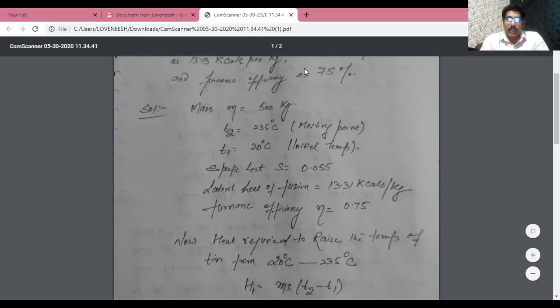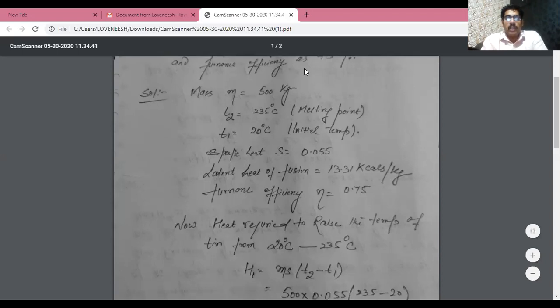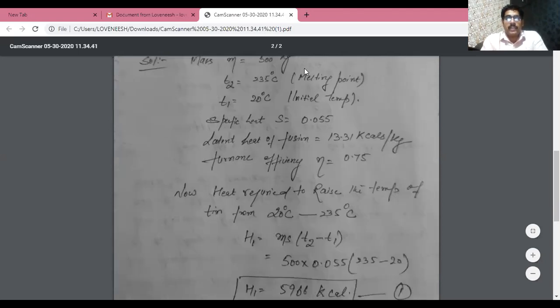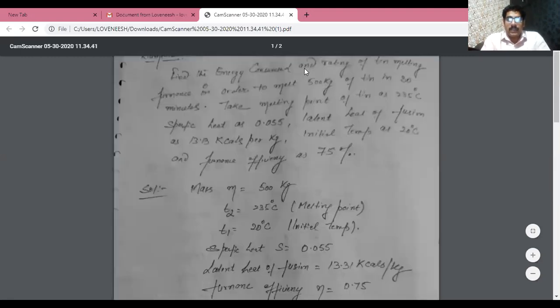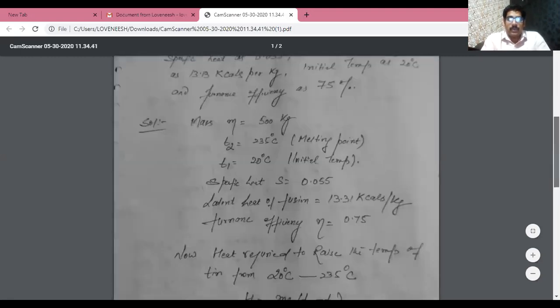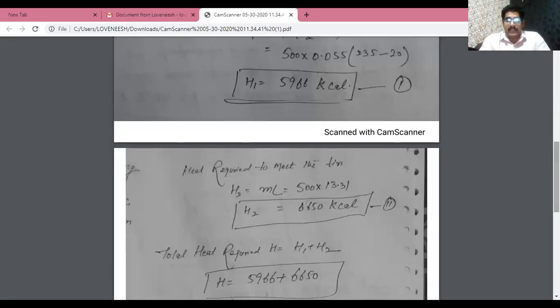Now, first of all, the heat required to raise the temperature from 20 degrees to 235 degrees is given by the formula H = M × S × (T2 − T1), where M is the mass, S is the specific heat, T2 is the final temperature, and T1 is the initial temperature. When I substitute these values in the above equation, H1 is equal to 5966.